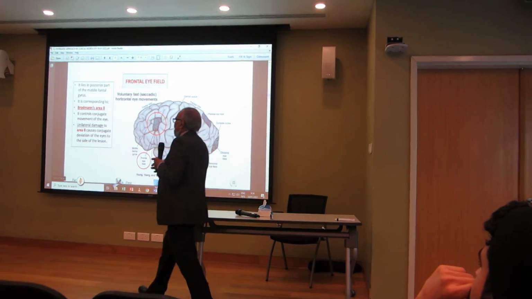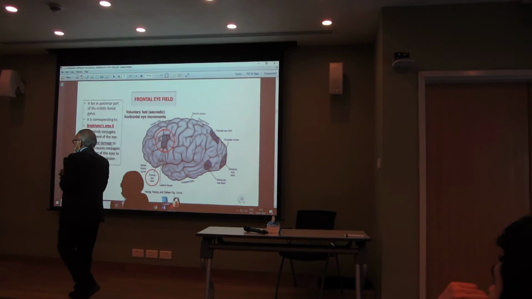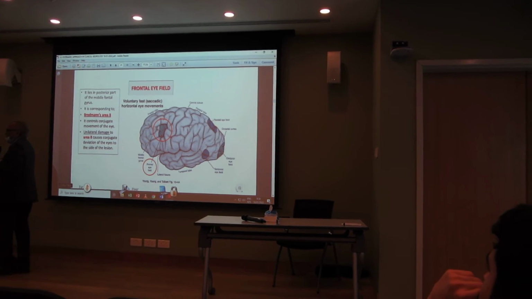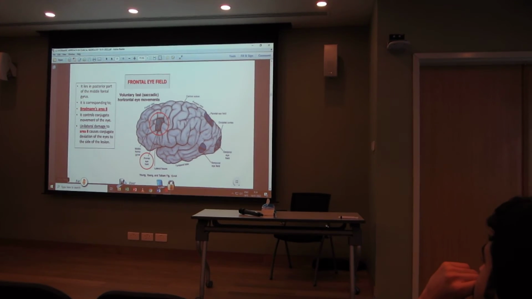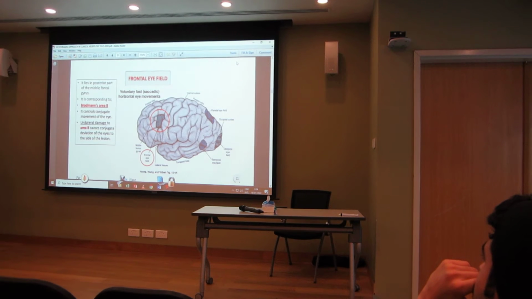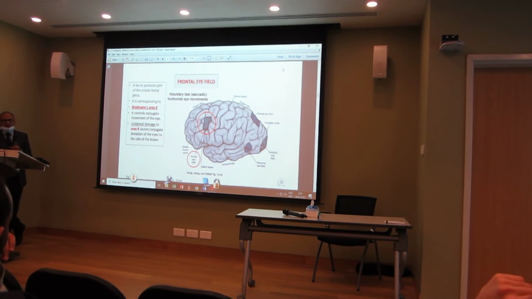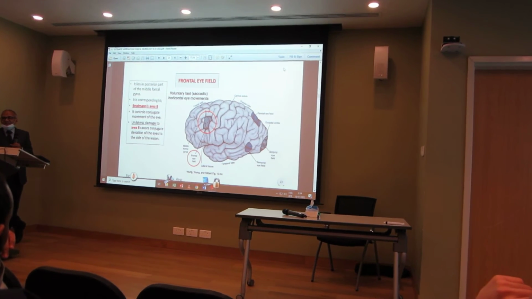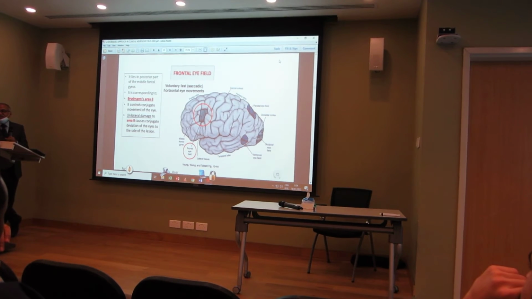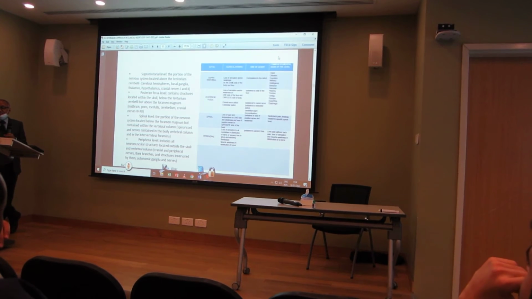Now unilateral damage will lead to deviation of the eye to the side of the lesion. This is important: to the side of the lesion. If the right side is affected, the eye will deviate to the right side, or vice versa can occur. So this is the second thing.